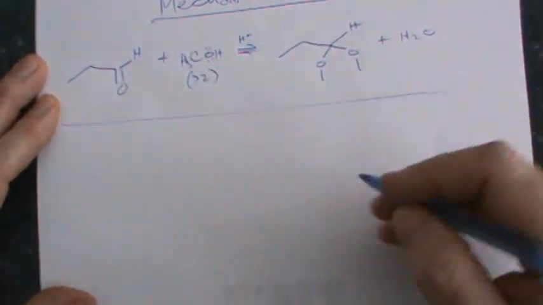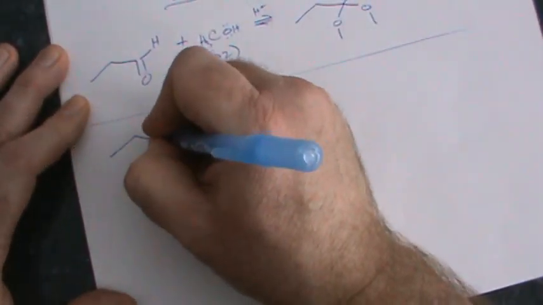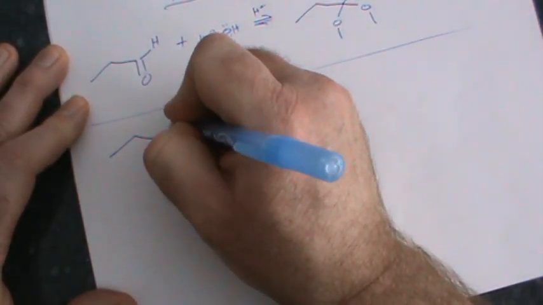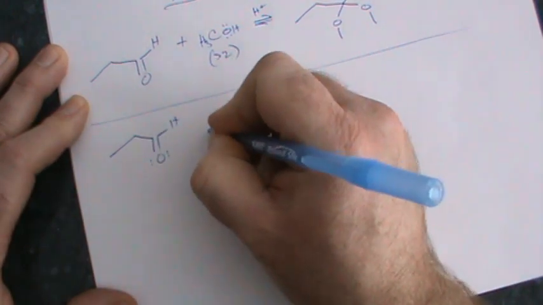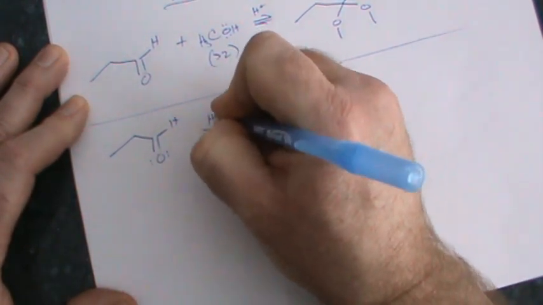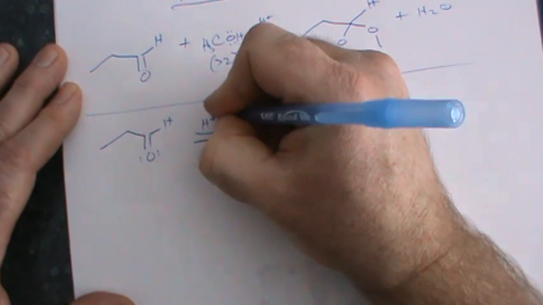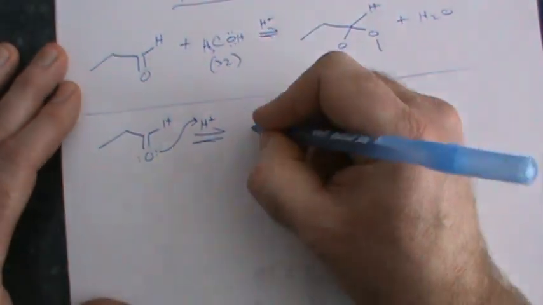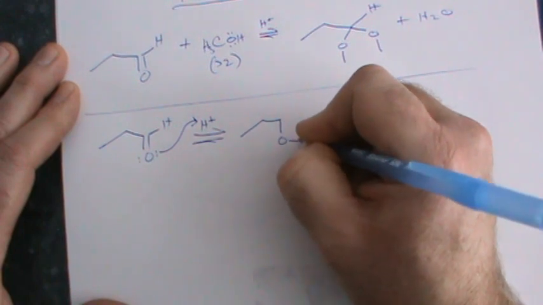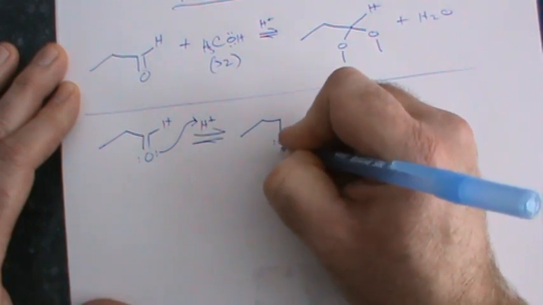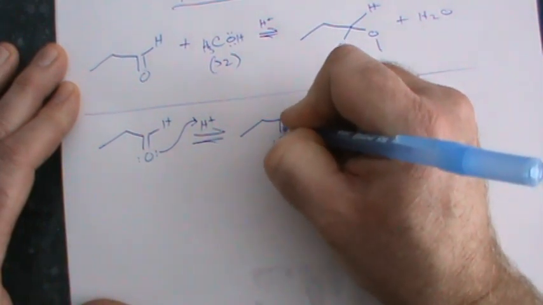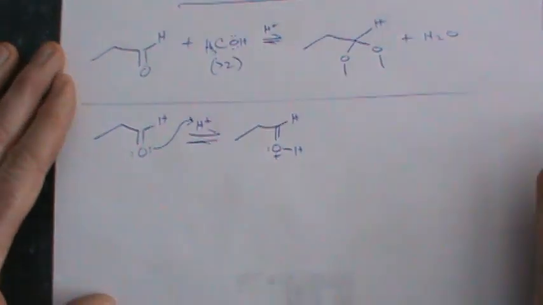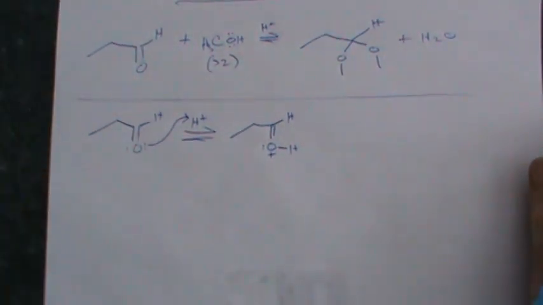Now for the mechanism. We're working under these acidic conditions, and a few moments ago I told you that whenever you work under acidic conditions, the first step will always be the same. Your carbonyl oxygen will be protonated by the acid to generate this protonated, in this case aldehyde.